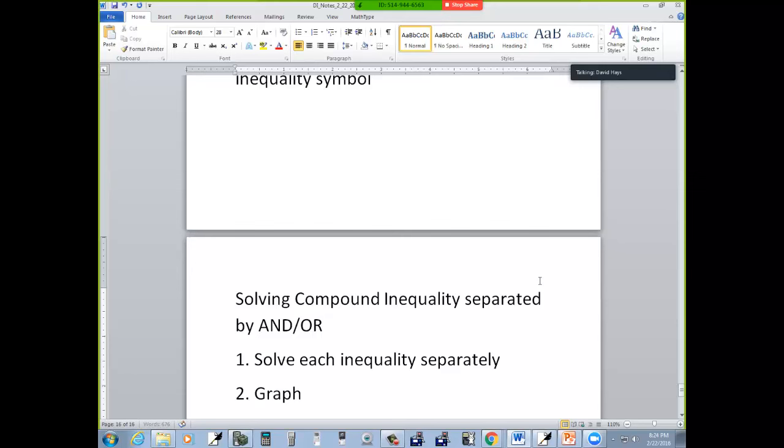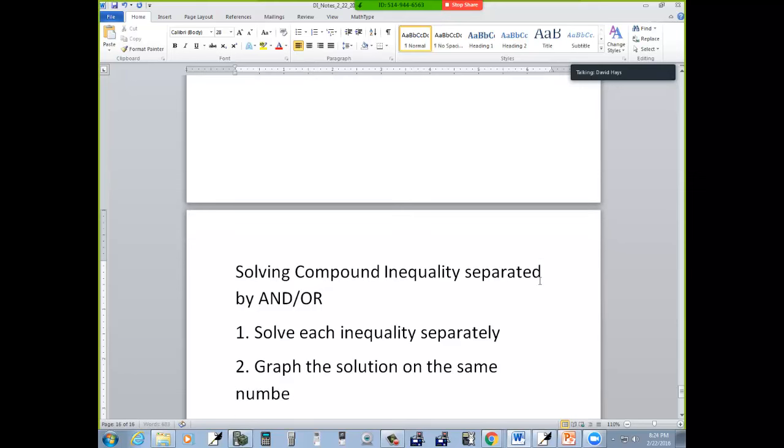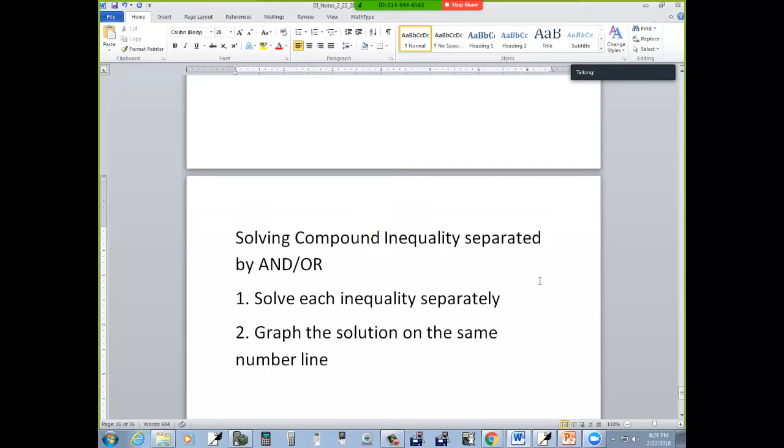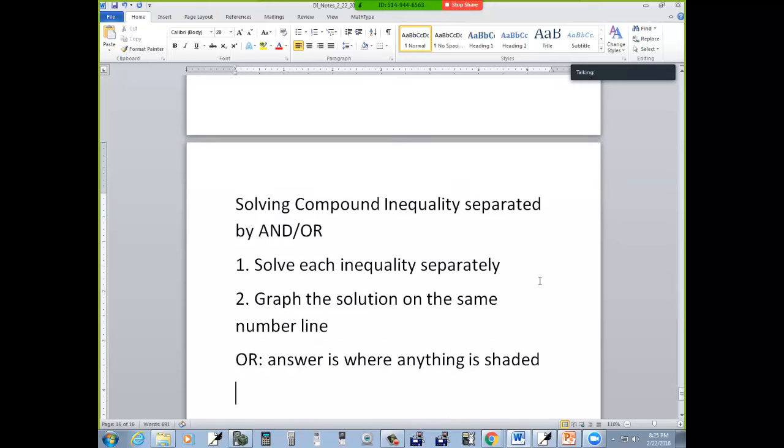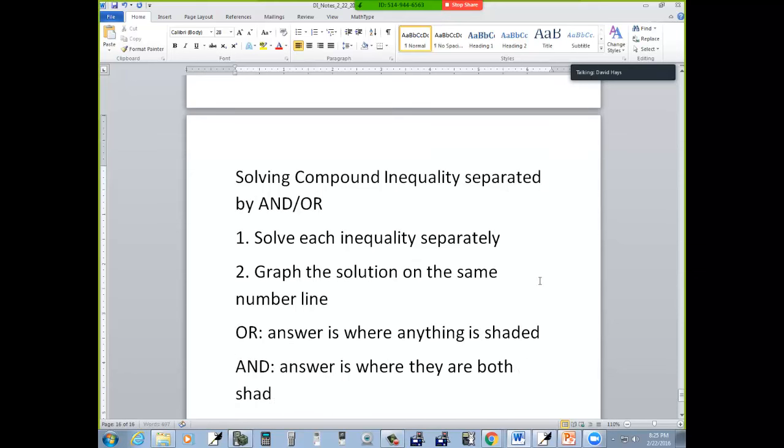Then step 2, graph the solution on the same number line. Usually best if you can use different colors to do that. Now if you got an or, then what the or means is your answer is where anything is shaded. Now if you have an and, your answer is where they are both shaded. And we'll take a look at both examples of that so we see what in the world I'm referring to there.